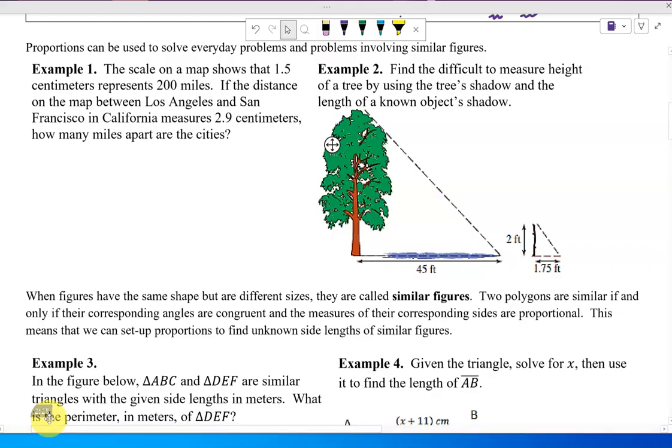Example 1. The scale on a map shows that 1.5 centimeters represents 200 miles. So that's one ratio I can set up. 1.5 centimeters represents 200 miles. And then if the distance on the map between Los Angeles and San Francisco in California measures 2.9 centimeters, how far apart are the cities? And that's going to be in miles, and that's my unknown.